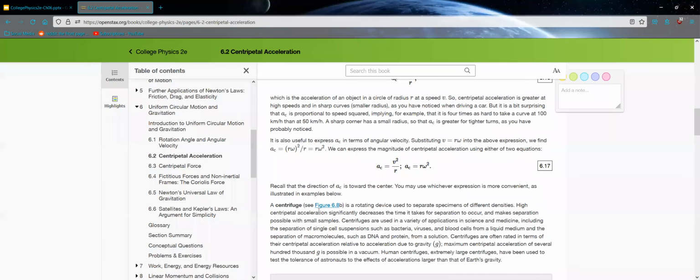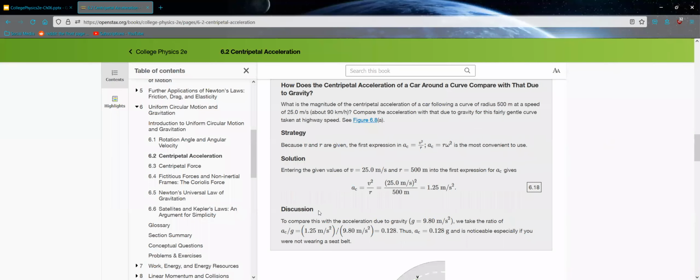So let's do an example real quick. How does the centripetal acceleration of a car around a curve compare to that due to gravity? So when you go on a curve, you kind of feel like you're being pushed into the side of the car, right? You slide across the seat. What is that in reference to, say, gravity pulling you in a certain direction?